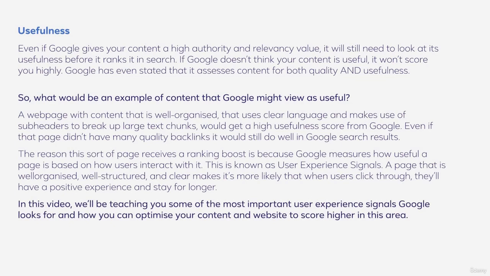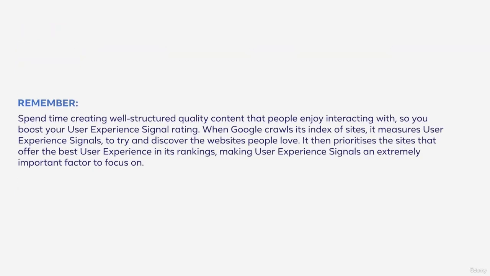In this video, we'll be teaching you some of the most important user experience signals Google looks for and how you can optimize your content and website to score higher in this area. Remember, spend time creating well-structured, quality content that people enjoy interacting with, so you boost your user experience signal rating. When Google crawls its index of sites, it measures user experience signals to try to discover the websites people love. It then prioritizes the sites that offer the best user experience in its rankings, making user experience signals an extremely important factor to focus on.